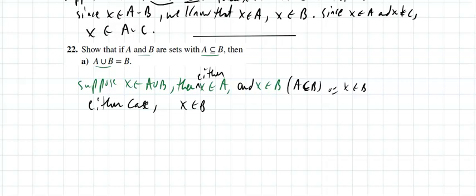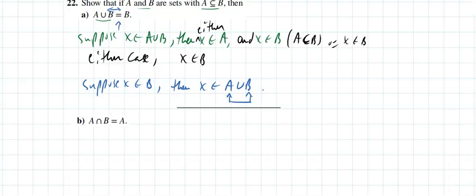X belongs to B. Now, we're going to go the other way. Since that's an equality, you have to show forward and backwards. Well, suppose X belongs to B. Then X belongs to A union B, because this indicates that X is in B. It could be in A, but even if it's not, it is in the union. And that pretty much shows that it is in the union. Fairly simple.